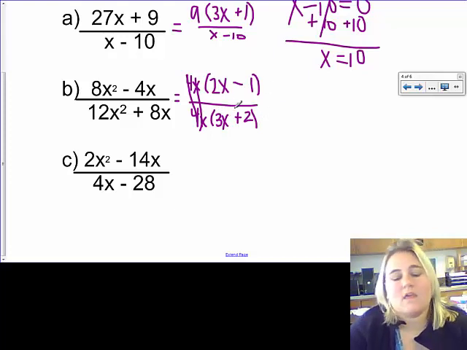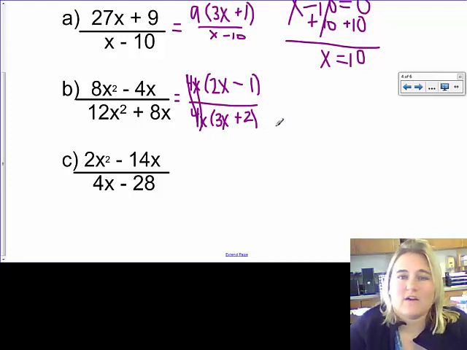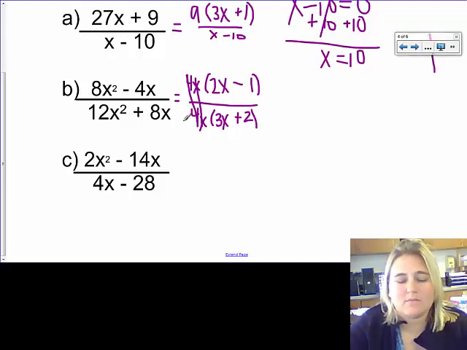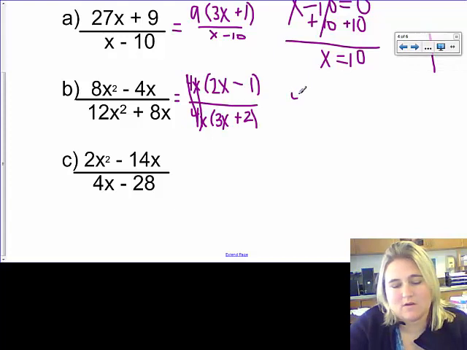So the only thing that I have left to do is to find my excluded values. Now, because my highest exponent down here is a 2, my degree is a 2, that means I'm going to have two values for x for which this is undefined. And the first one, I'm going to set this 4x equal to 0.